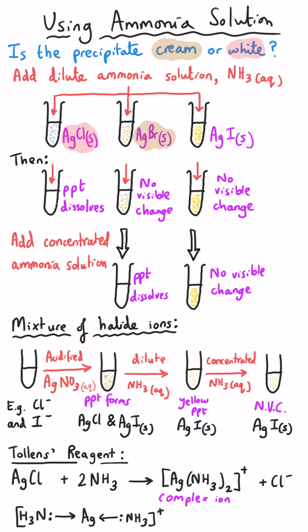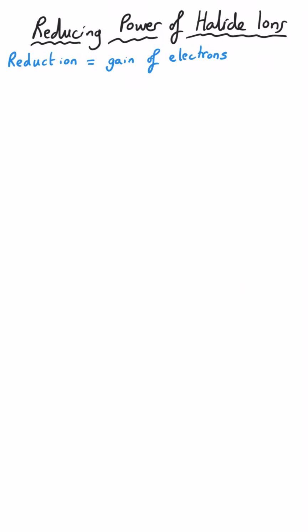No visible change there. We can carry out chemical reactions in order to prove the pattern in reducing power of the halide ions as we work our way down group 7. Reducing power is the ability of an atom or ion to cause the reduction of another element. And so reduction is the gaining of electrons, so reducing agents donate electrons to other substances. And so the reducing power of the halide ion will be determined by its ability to lose its own electrons and thereby donate them to something else.